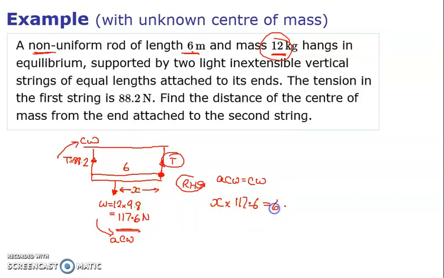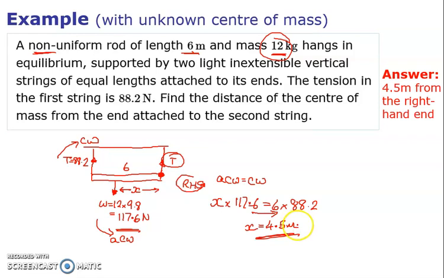So it's 6 times by the 88.2. So I can do 6 times 88.2. I'm going to immediately divide by the 117.6, move it over. So if I move that over there, I get x equals 4.5 meters. Was it a distance? Yes, it was a distance. Answer 4.5 from the right hand end. So we've done it right.